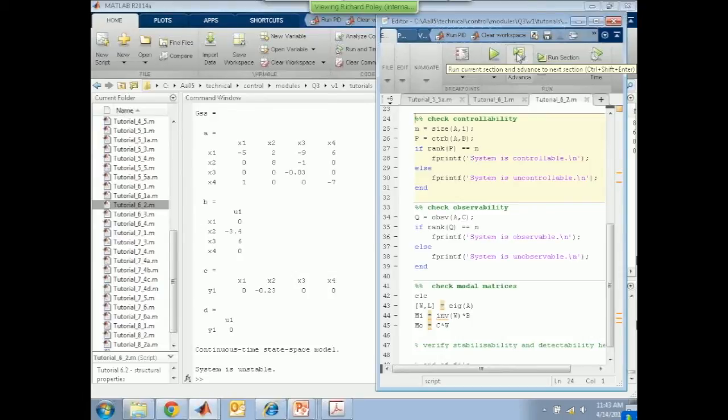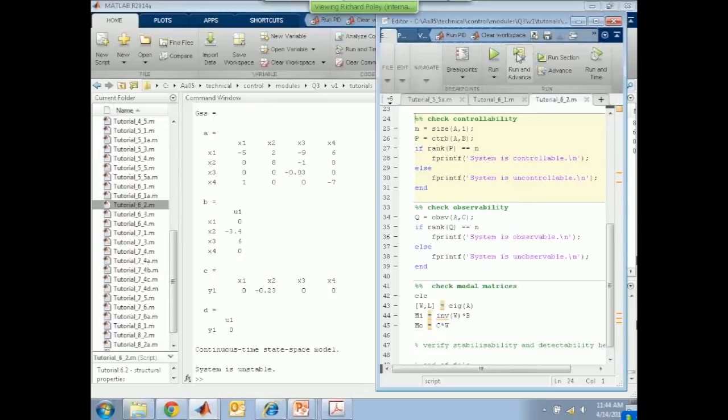Now, the next thing we're going to do is check controllability. First thing I'm doing here is looking at the size of the A matrix. If you type 1 here, it'll tell you the number of rows, and if you type 2, it'll tell you the number of columns, because they're the dimensions, 1, 2. But I know A is a square matrix, so it doesn't really matter. This will tell me what the dimension of the system is, and of course, in this case, it's 4. And then here is the important line, because this is constructing the controllability matrix.